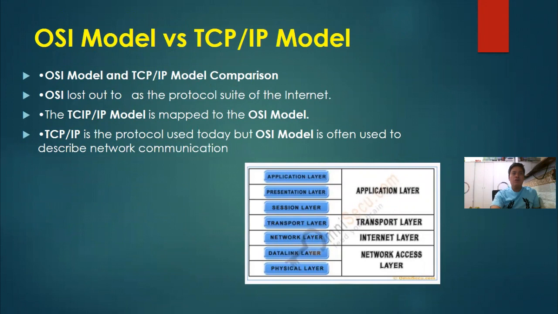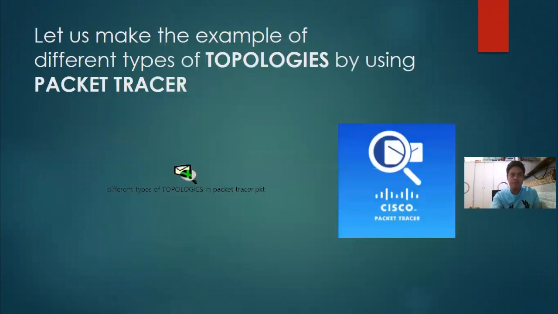So, OSI model versus TCP model. The OSI model lays out for us the protocol suite of the internet. The TCP model is mapped to the OSI model. TCP/IP is the protocol used today, but the OSI model is often used to describe network communication. So this is the difference between the OSI model and the TCP model.